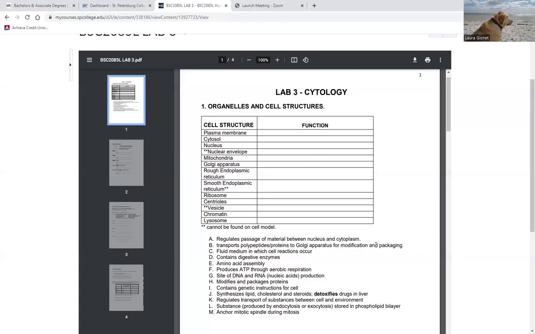L, the substance produced by endocytosis or exocytosis, stored in a phospholipid bilayer. That's the vesicle. So it's rather general. It's just saying that it's storing a substance in there. And we produce those vesicles either through endocytosis or exocytosis. And then lastly, M, anchors mitotic spindles during mitosis. Those would be the centrioles.